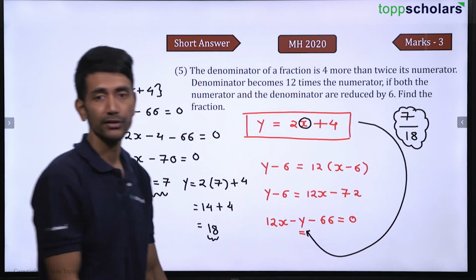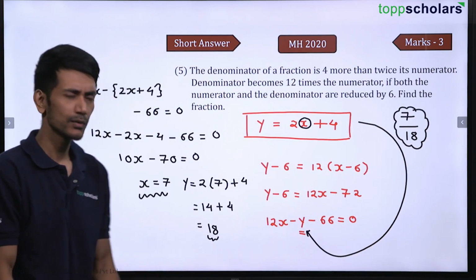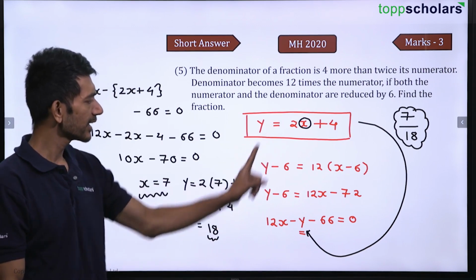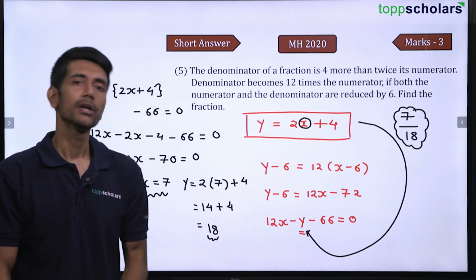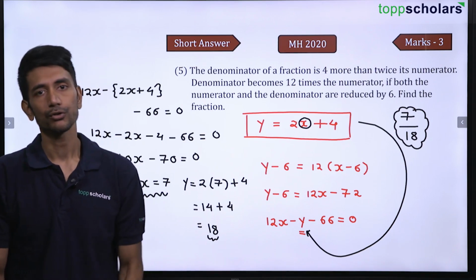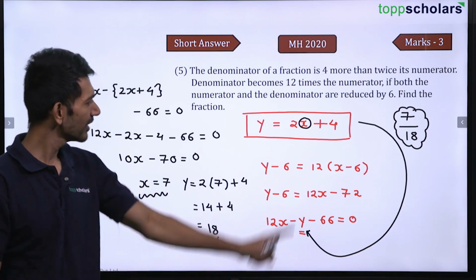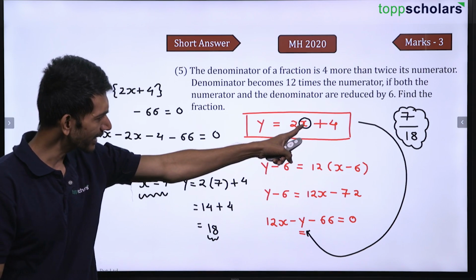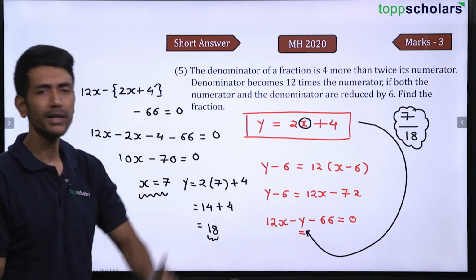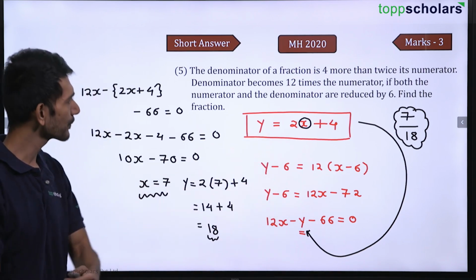I hope this question is clear to all of you. Very simple and a straightforward question. All we needed to do is create two equations, solve them. You can solve them by substitution method. You can also solve them by elimination method. That is your choice. But here it was directly y is equal to something. So that y we have directly substituted here. It became very easy. Okay, let's continue.